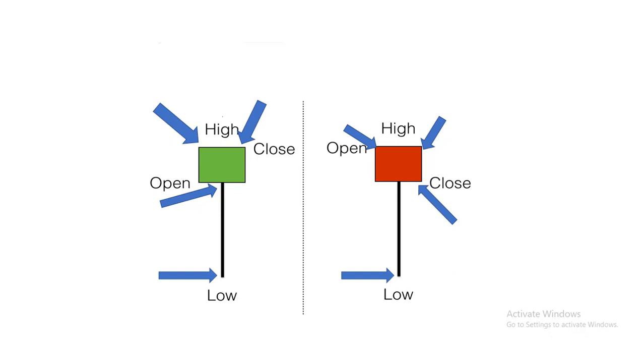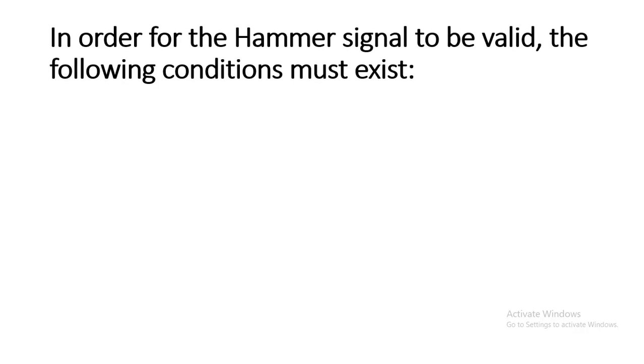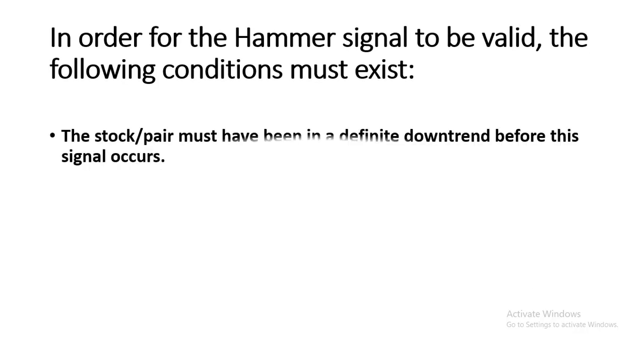Now the most important thing, and I think you should note this down in your notebook, is what are the necessary conditions that one must look for in order to find a perfect hammer signal. So our first condition is the stock or pair must have been in a definite downtrend before this signal occurred.